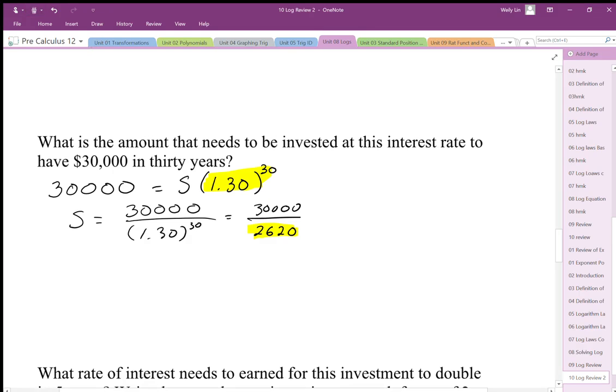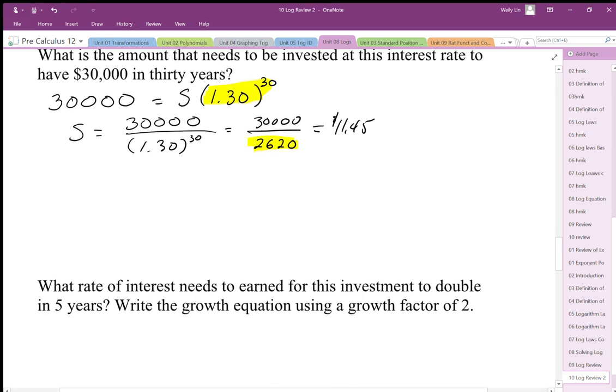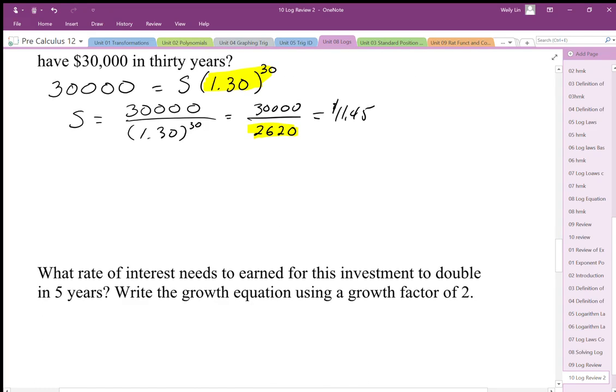So if I then divide this, the starting amount I need to get this amount of money is I only really need to start with $11.45. If I stuck $11.45 into a bank account that was earning 30%, which is a huge amount of interest, by the way, and you left it for 30 years, you'd end up with $30,000. You'd end up with a 2,620 times increase in investment.